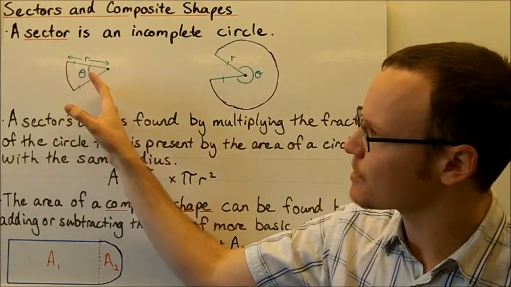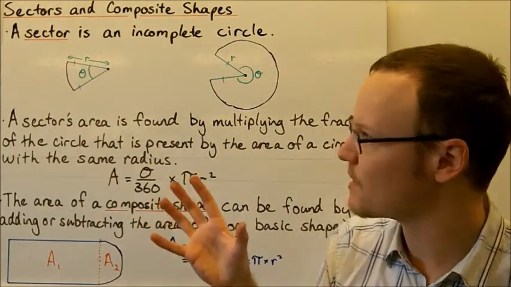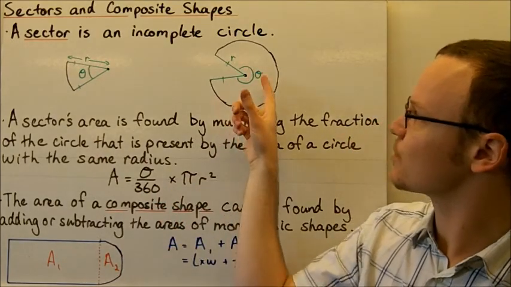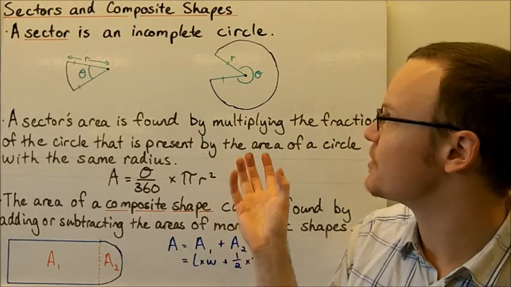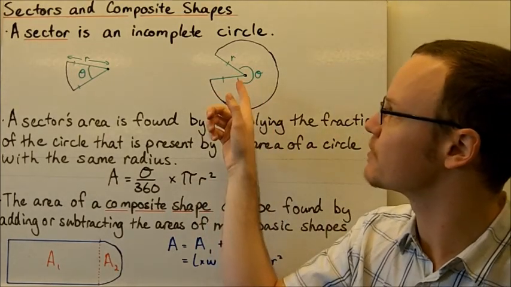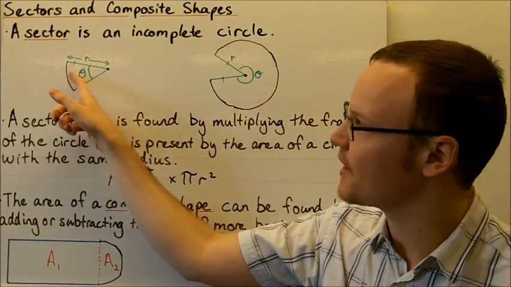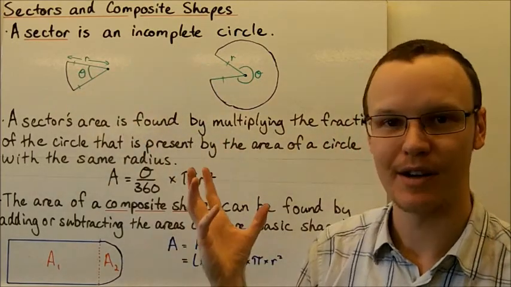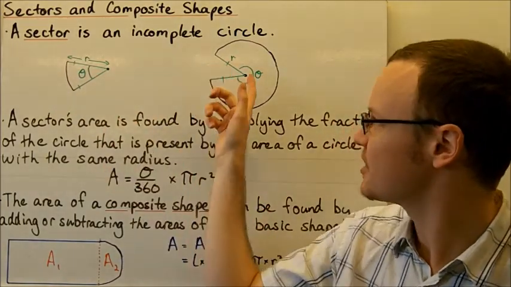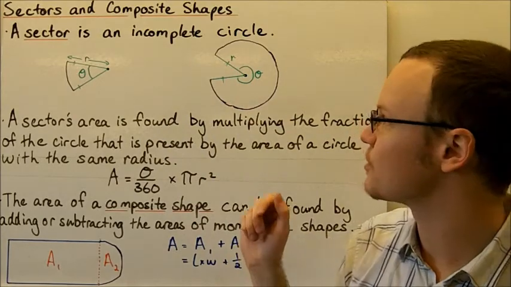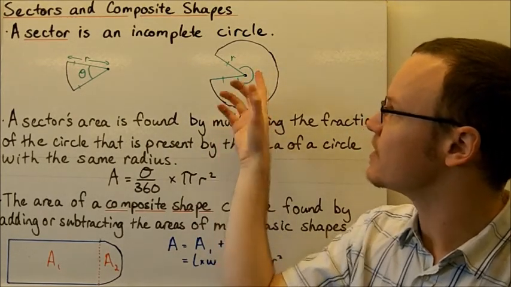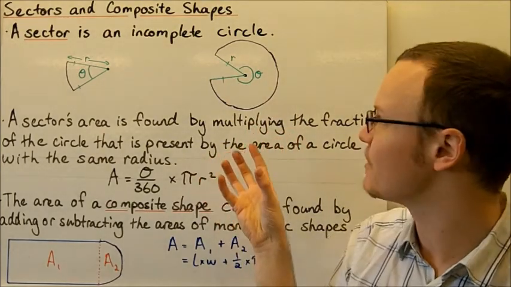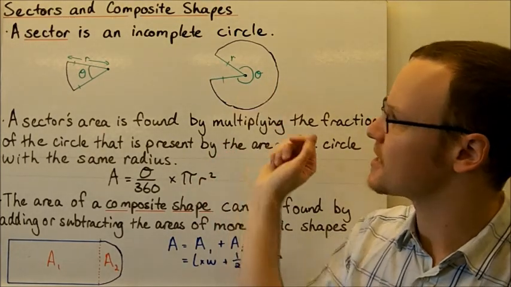So here the angle looks like it's less than 90 degrees. And here the angle looks like it's quite large. The angle looks like it's greater than 270 degrees and less than 360. It almost looks like we've had this piece of the circle cut out of this larger piece of the circle. So the amount of the circle that we have left is related to this angle.